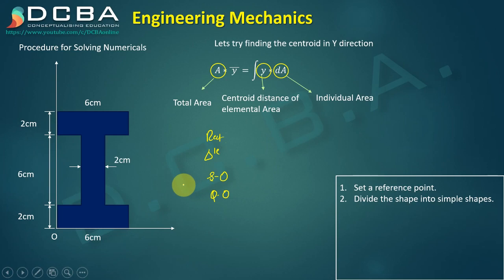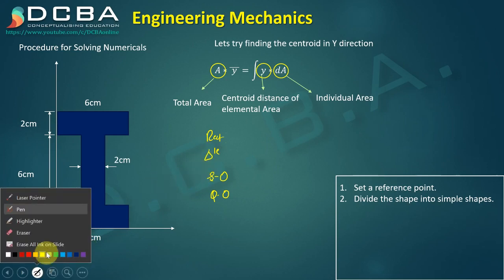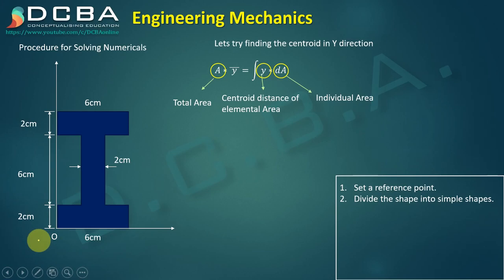We will always try to see whether we can divide a certain complex shape into simple shapes. Here we can divide it into three parts basically: first rectangle, second rectangle, and a third rectangle. So what we did: we first set the reference point, then we divided the shape into simple shapes, and then we numbered those shapes.